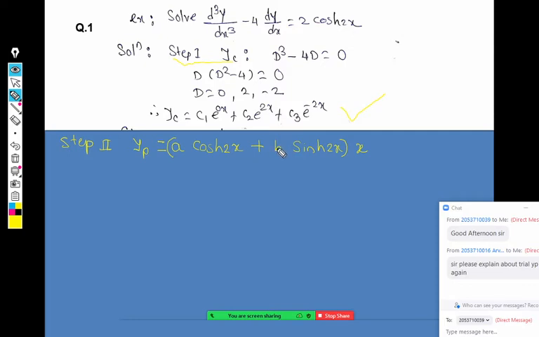This constant A and B, we can get it from the trial yp by replacing y in the given differential equation. So what is given? Given is (D cubed minus 4D) of y is equal to 2 times cosh 2x. Any doubt? This is the given differential equation.